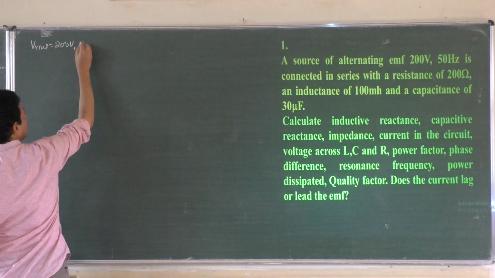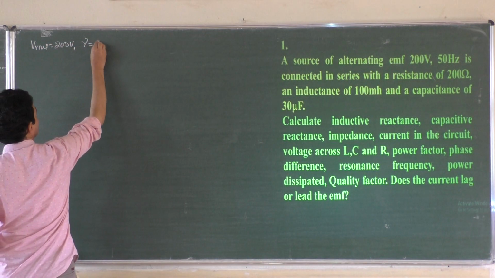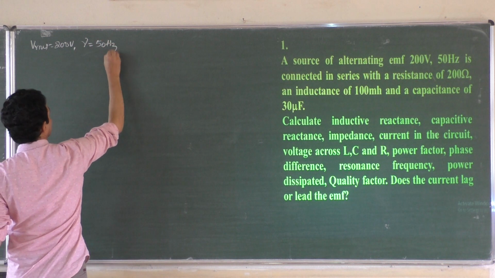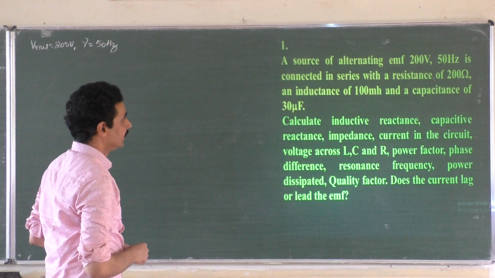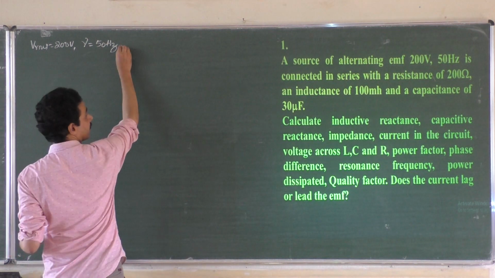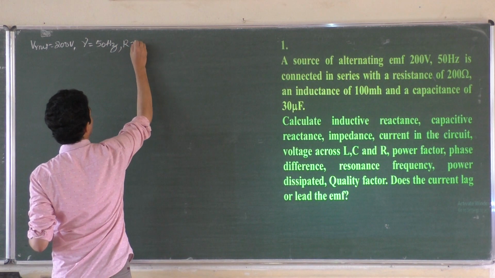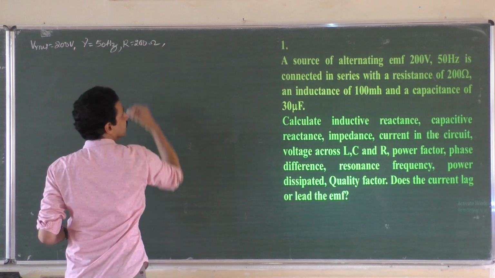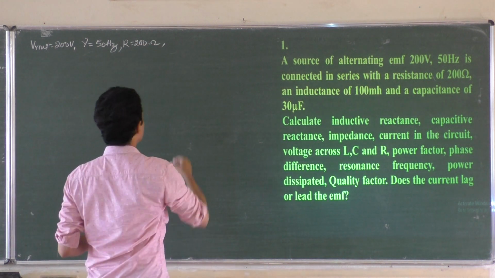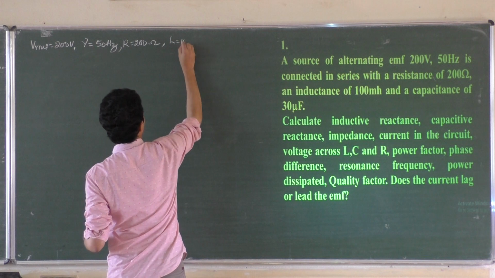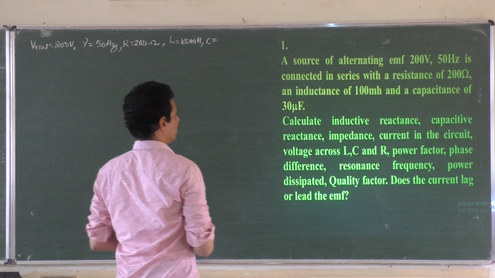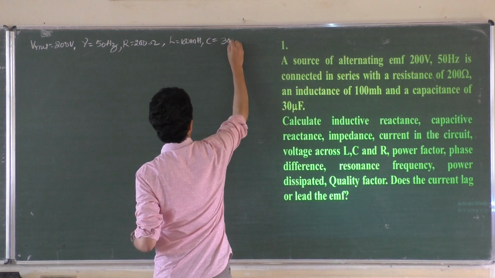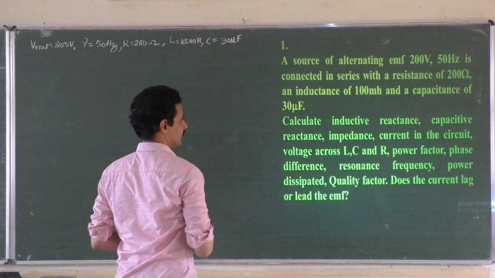What else? Frequency nu is equal to 50 hertz. Then what else? Hope you can see this, right? And resistance 200 ohm. R is equal to 200 ohm. Then self-inductance, 100 millihenry. Capacitance, it is 30 microfarad. So we will start from inductive and capacitive reactance.